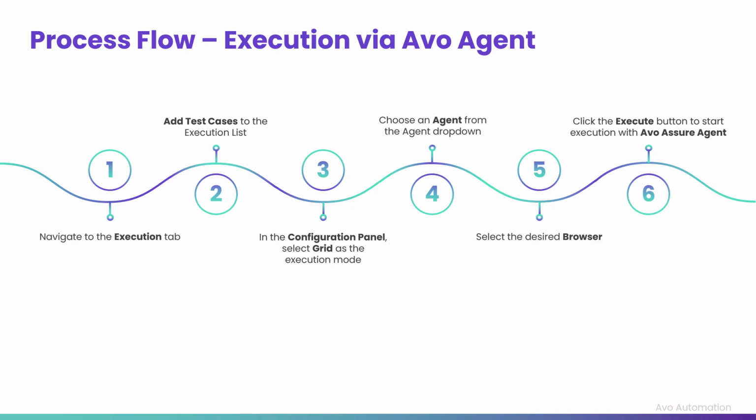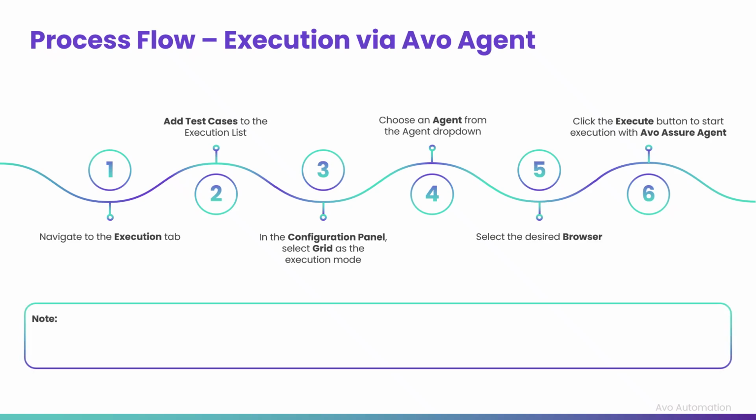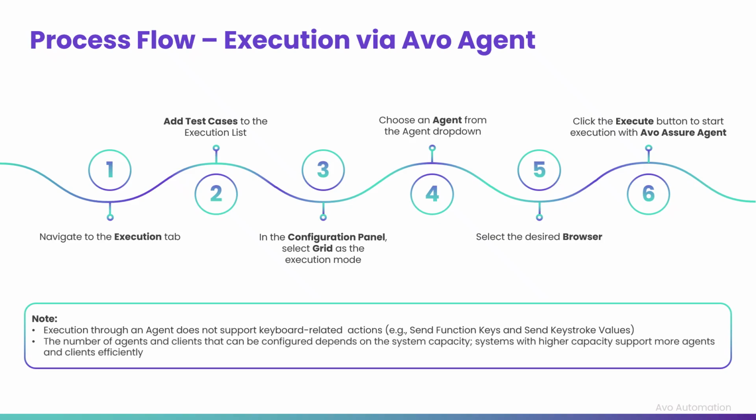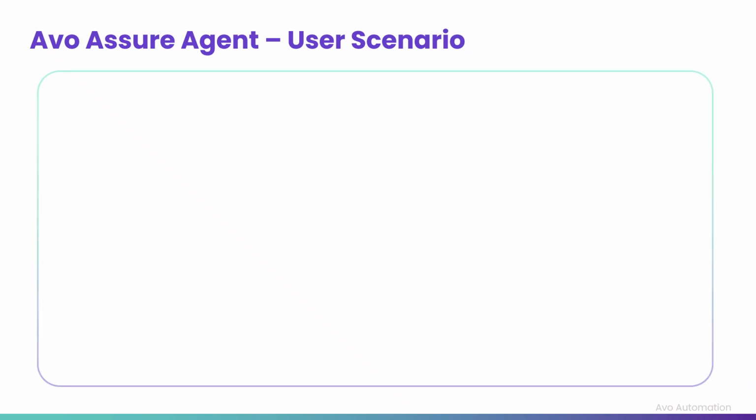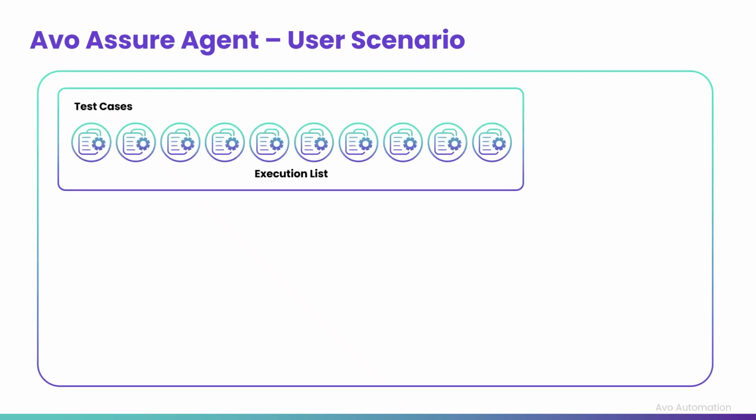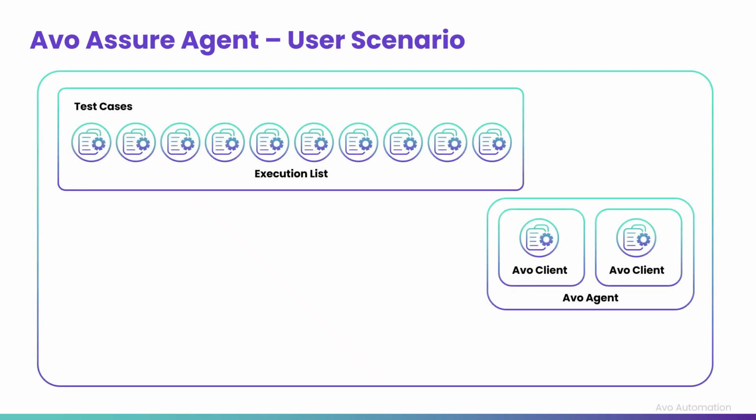A couple of points to be noted here are, execution through an agent does not support keyboard-related actions. The number of agents and clients that can be configured depends on the system capacity. For example, systems with higher capacity support more agents and clients efficiently. Let's say you are planning to perform parallel and distributed execution of 10 test cases using an Avo agent which contains 2 Avo clients.